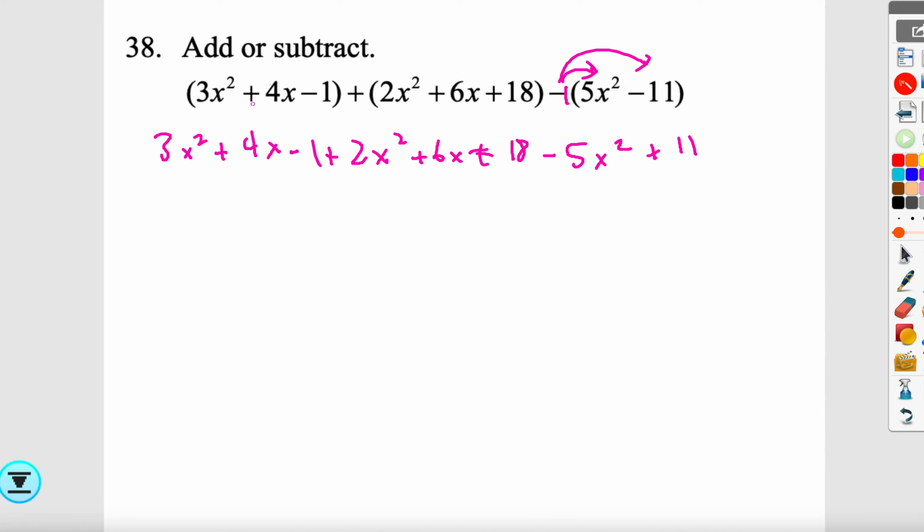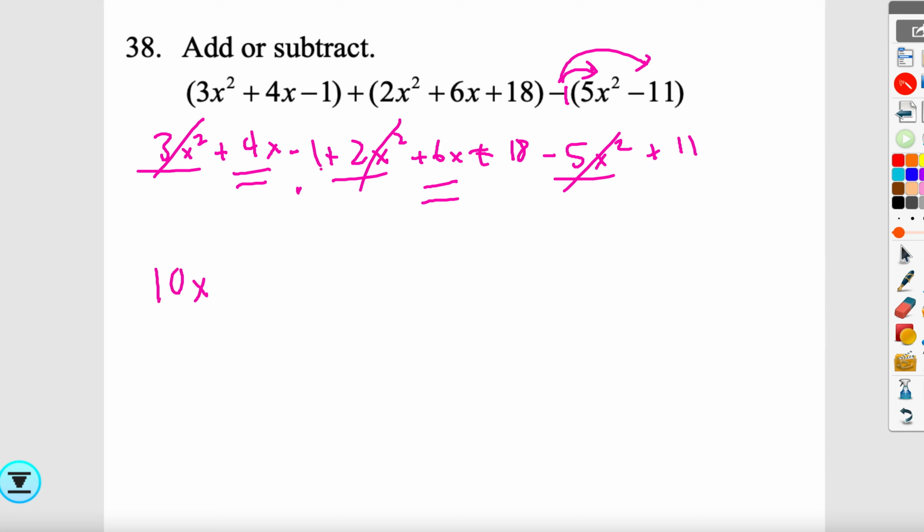Now that we have all the operations simplified out, we just combine like terms at this point. So it'll be 3x squared with 2x squared with minus 5x squared. 3 plus 2 is 5. 5 minus 5 is 0. So guess what? The x squares cancel out, or zero out. And then we have 4x plus 6x, which is just 10x.